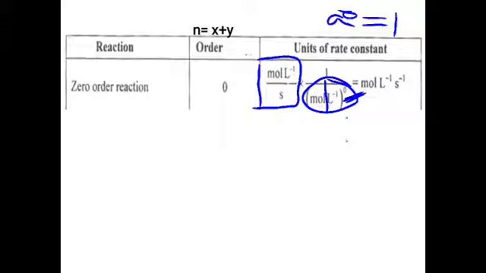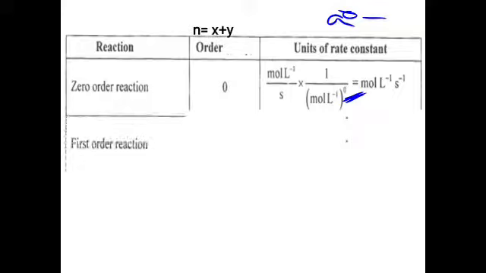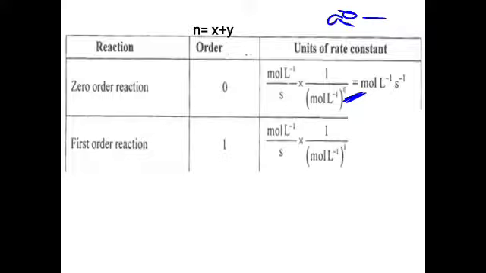Now let's see the second case, that is the first order reaction. In the first order reaction, the n value will be equal to 1. Do the same thing here. You substitute n as 1. So mole per liter per second into 1 divided by mole per liter, where there was n, we have substituted 1. So here 1 means you have that same quantity remaining.